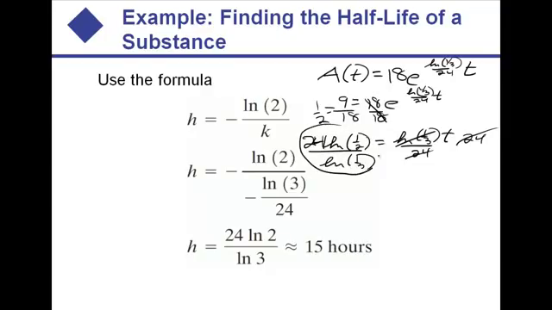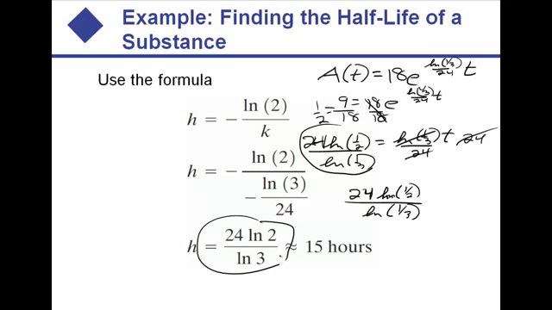T equals this. So if you do 24 natural log of 1/2 divided by natural log of 1/3, you'll get this exact same answer. How is it that it's natural log of 2 over natural log of 3?